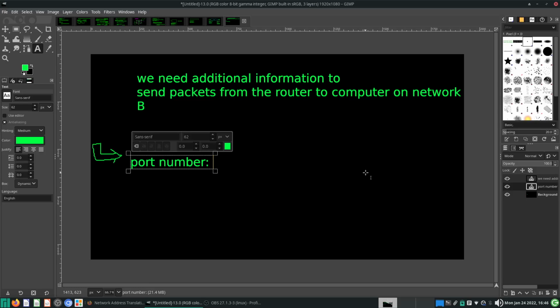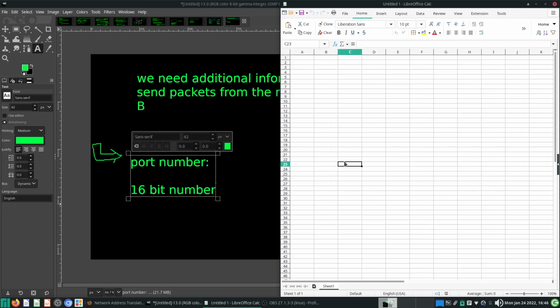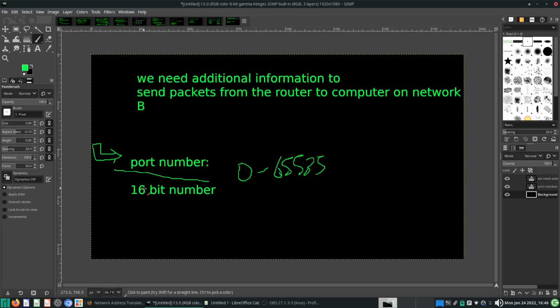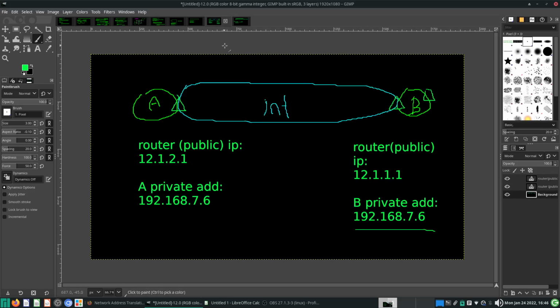The port number is actually a 16-bit number, which can go from 0 all the way up to, I don't know, 60,000 something. You can just check it out by 2 to the power 16, which gives 65535. I think it's 0 to 65535. Now, where is the port number usually located? Port numbers are usually located within the data payload of the IP datagram.